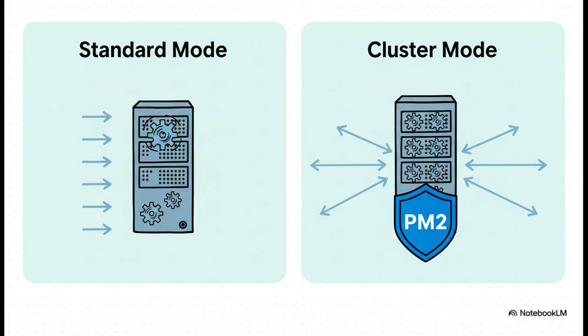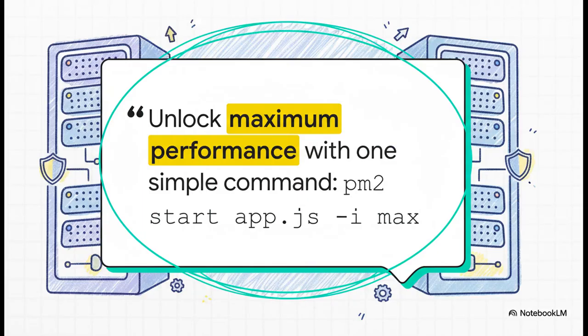So in standard mode, you have one process on one core. But in cluster mode, PM2 launches a separate process on every single available CPU core, and it automatically acts as a load balancer, spreading all the incoming traffic between them. You get this huge performance boost, and the best part is you don't have to change a single line of your actual application code.